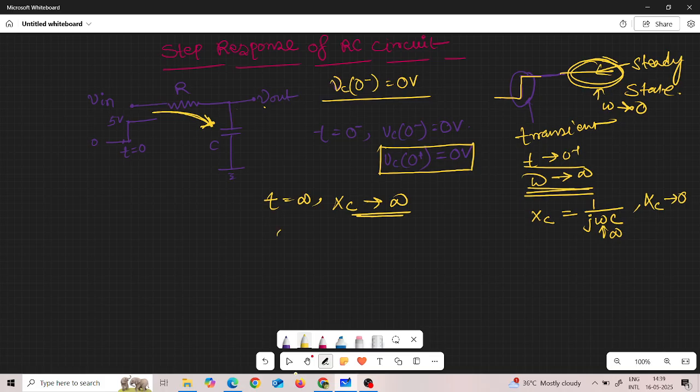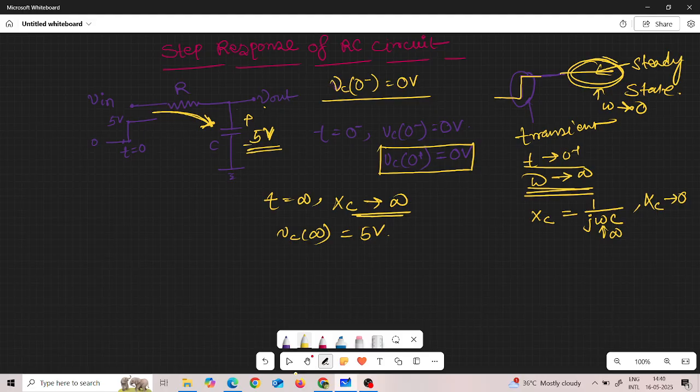So what will be the voltage? Vc at infinity will be 5 volt. Now if you look at it this way, at t is equal to infinity, what happened? The capacitor from t is equal to 0 gradually charges. At t is equal to infinity, the capacitor is charged to 5 volt. So there will be no current flowing through the capacitor, and the capacitor voltage will remain at 5 volt.